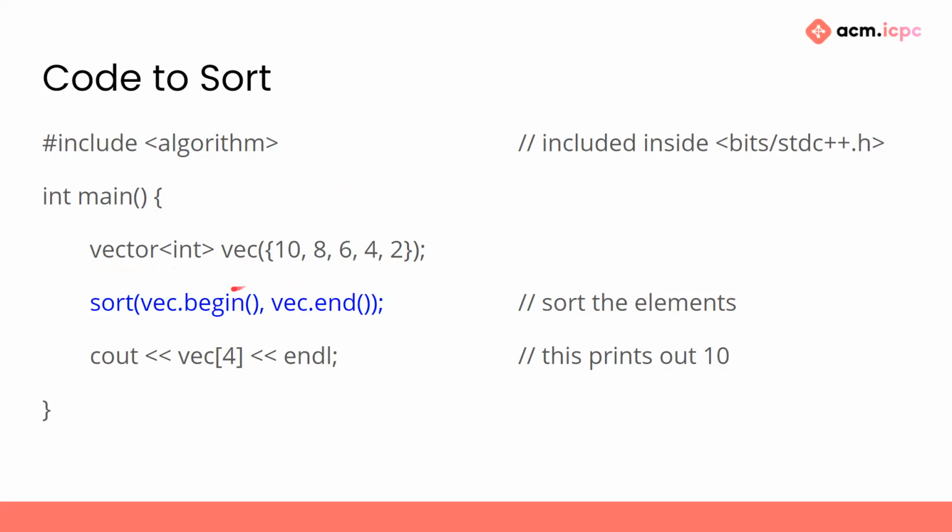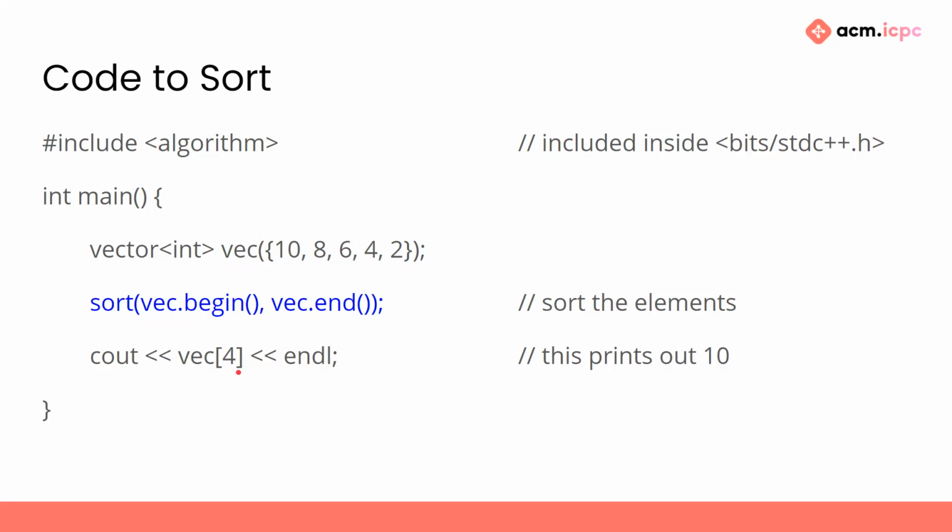Now we want to sort it. We just literally say sort, and then we pass in 2 arguments. The first one tells the sorting algorithm where the beginning of the vector you want to sort is. And the second parameter tells the sorting function where the end of the vector that you want to sort is. In this case, vec.begin gives a pointer pointing to the first element of the vector, and vec.end tells the sorting algorithm where it ends. And finally, after calling this function, the vector would be sorted.